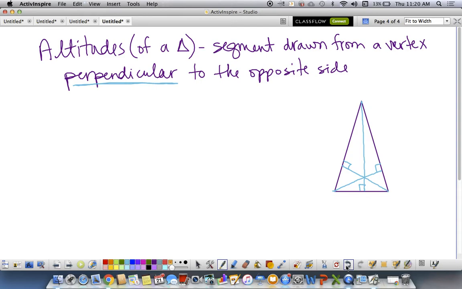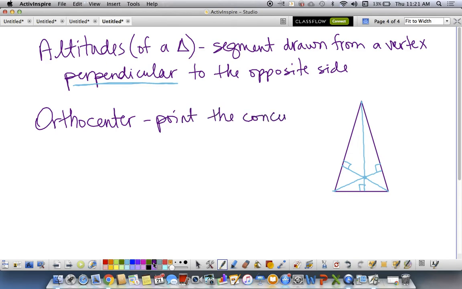okay? It's going to be right there in my triangle. Do they still all hit at the same spot? Yes, they will. So we call that point of concurrency an orthocenter. It's the point of concurrency. I feel like I spelled that right. Concurrency of the altitudes.